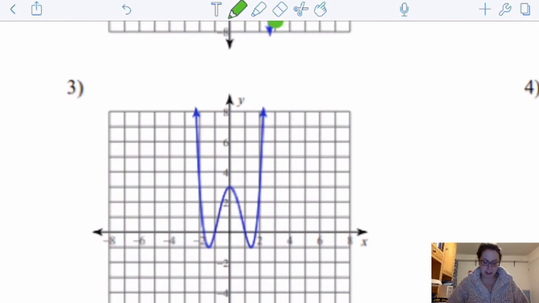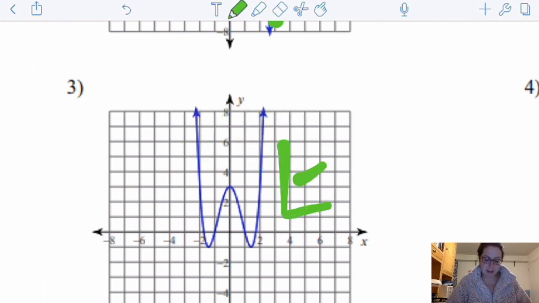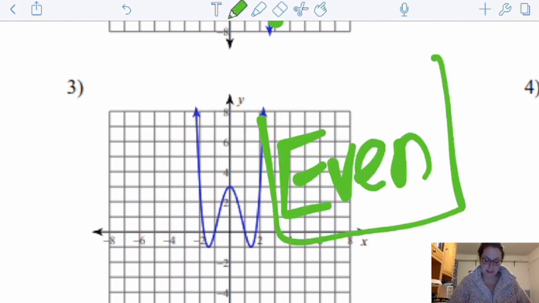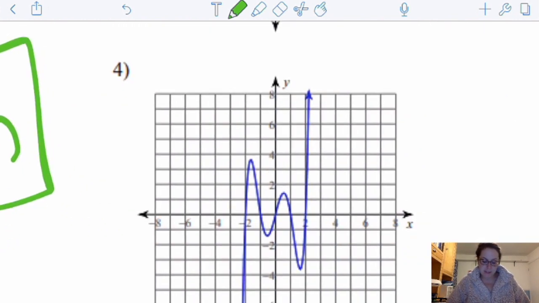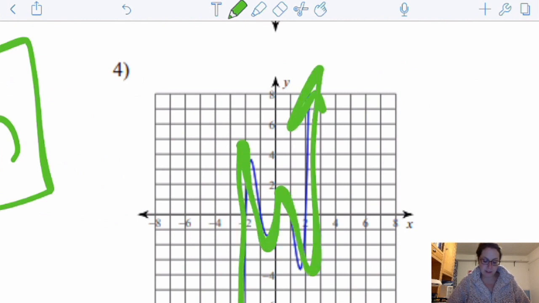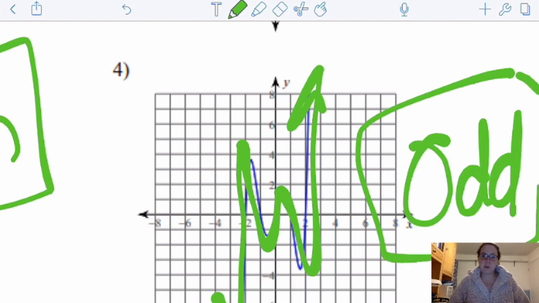Same thing with 3. Yes, this has an even degree because it has up, up end behavior. But this function is even because it's symmetric over the y-axis, right? It's even over the y-axis. This function here is odd because if you spun it upside down, it would look the same, okay? So one thing I just want you to be clear on is the difference between symmetry and end behavior. We've been doing symmetry all year. End behavior is very specific.